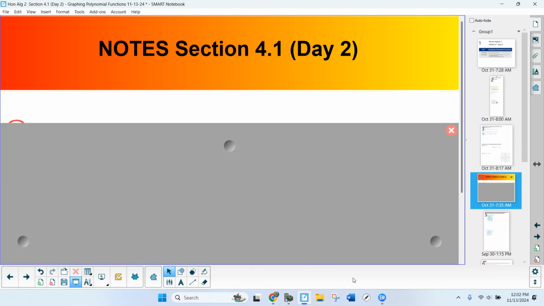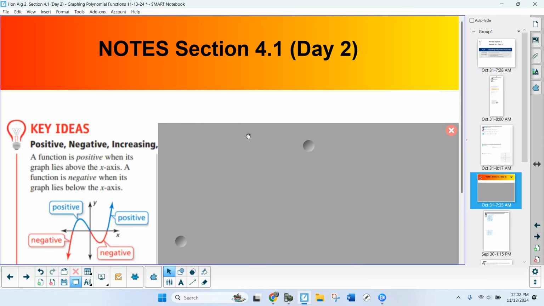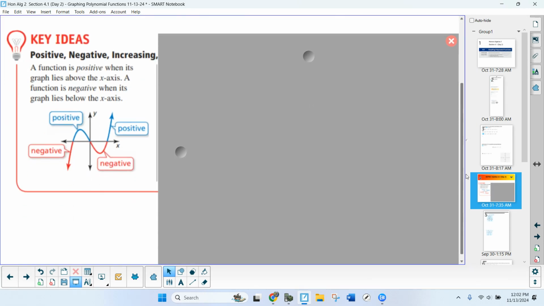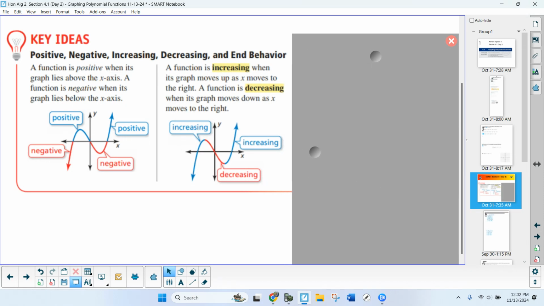Okay, so looking at this first one, it shows where the graph is positive versus where the graph is negative. The graph is positive anywhere it's above the x-axis. It is negative anywhere it is below the x-axis. Increasing versus decreasing. As you walk from left to right, if you're walking uphill, you're increasing. If you're walking downhill, you're decreasing.